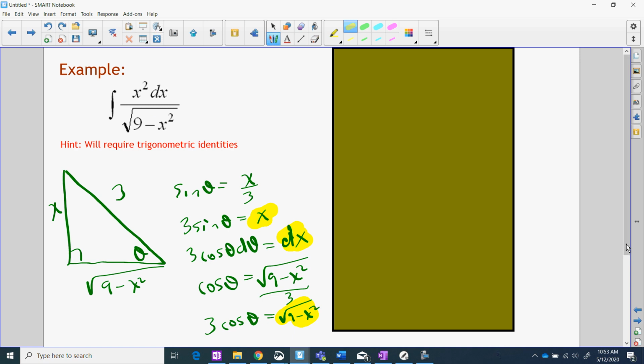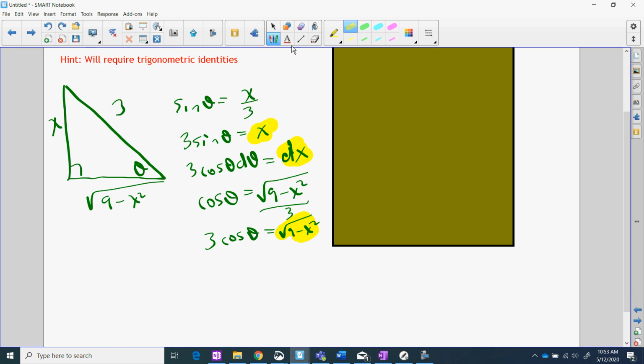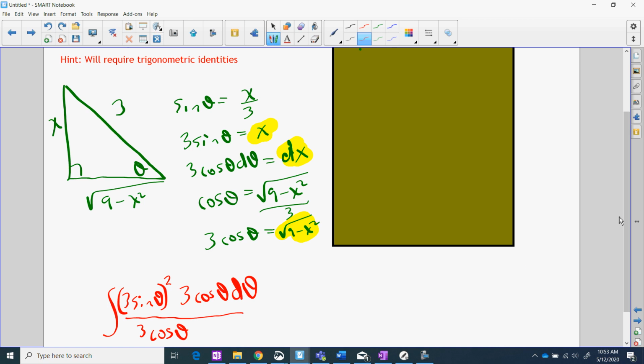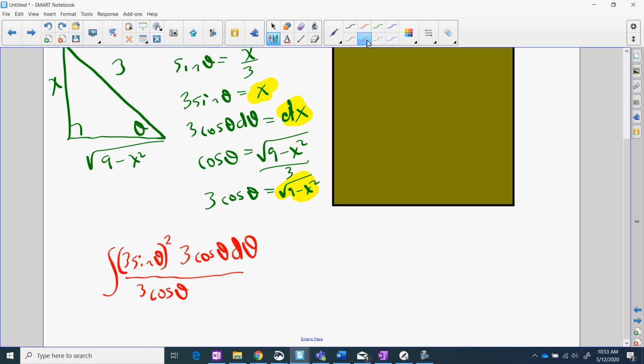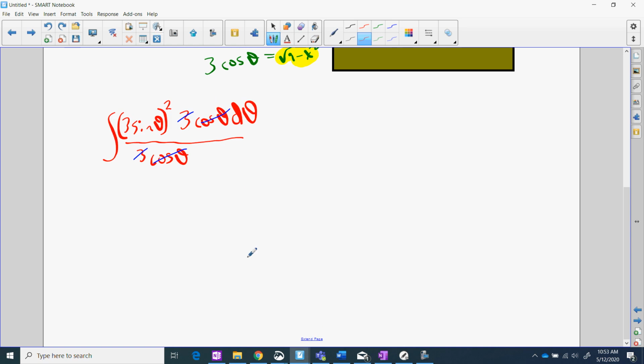So let's rebuild the question and see what we've got to deal with this time. All right, so this one was the integral of x squared. Well, x is this. So it's 3 sine theta. There's x squared. Dx is this. And the square root of 9 minus x squared is 3 cos theta. All right, so let's see what I've got now. This gets rid of this. This gets rid of this. That will tidy up a little bit, and we'll end up with this integral. The integral of 9, I'm going to put the 9 out in front, sine squared theta d theta.